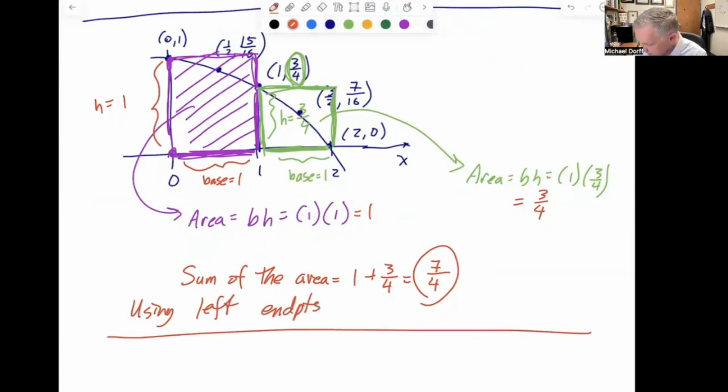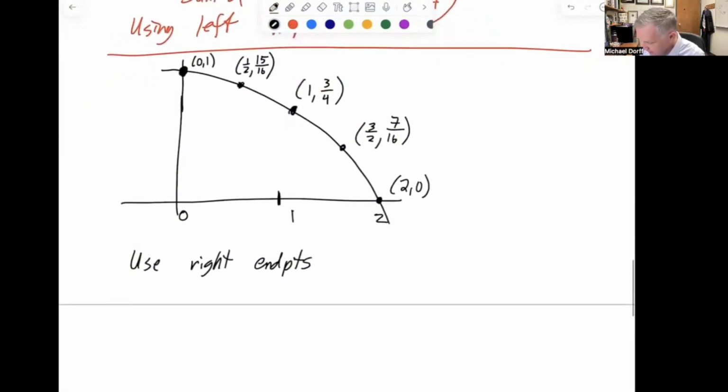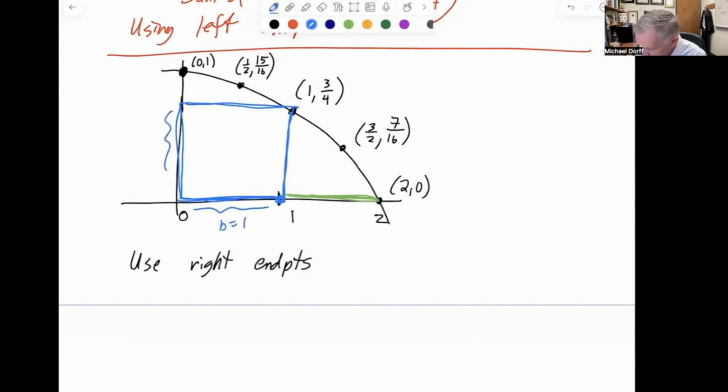Now let's do the same thing using right endpoints. Here's a graph of it. I'm going to have 2 rectangles again, 1 in blue and 1 in green. For the blue one, I'm going to use this point, and I'm going to go up here, and that's going to be my rectangle. The base is 1, and the height is 3/4, which comes from this value right there. For the second one, I've got a base of 1, and the height comes from this value here. The height is 0.